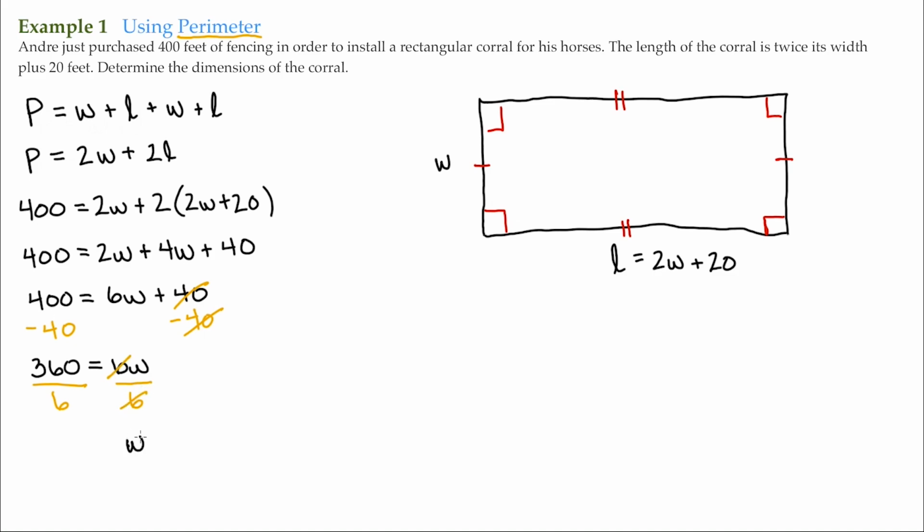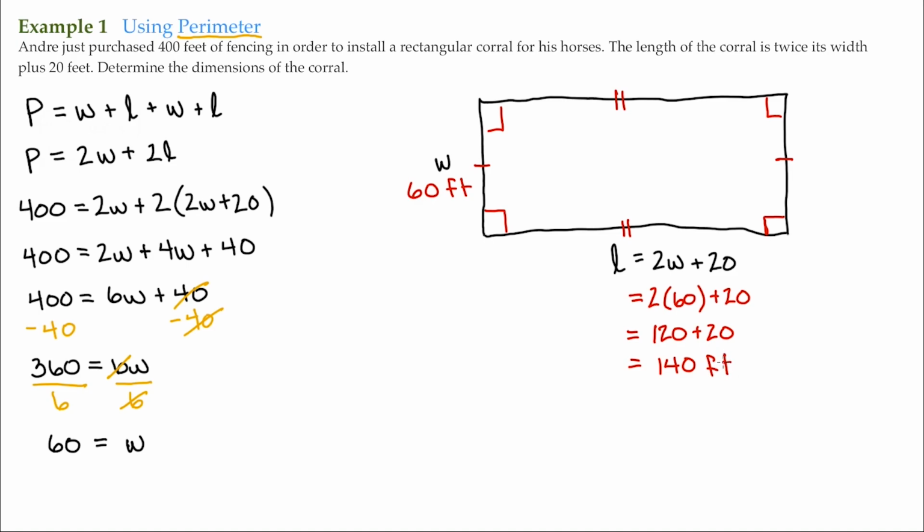So then the width is 60 feet. So I'm just going to pen that in right here. 60 feet. If the width, W, is 60 feet, here it is right here. So this winds up being 2 times 60 plus 20. 2 times 60 is 120. And 120 plus 20 is 140. So the dimensions of his corral here are 60 feet by 140 feet.